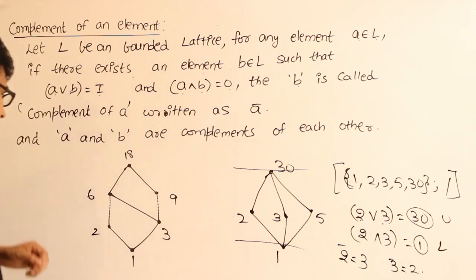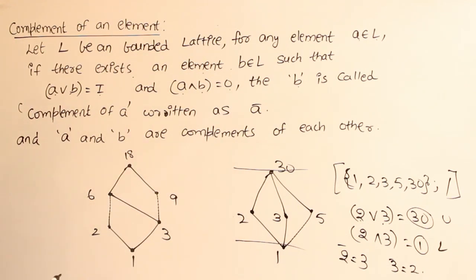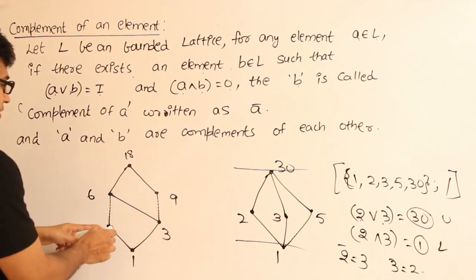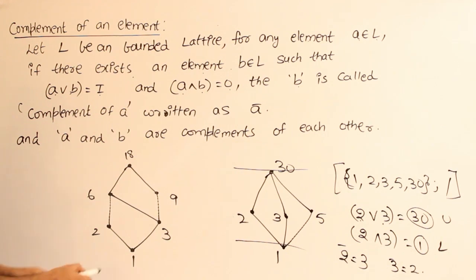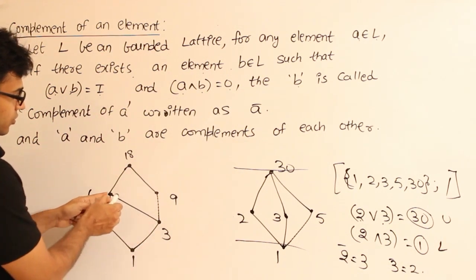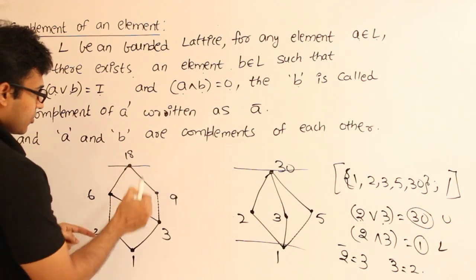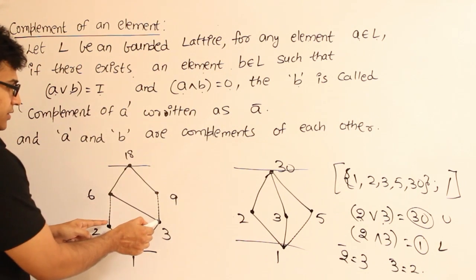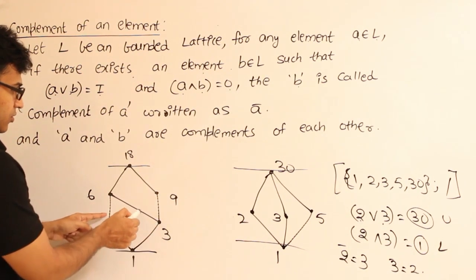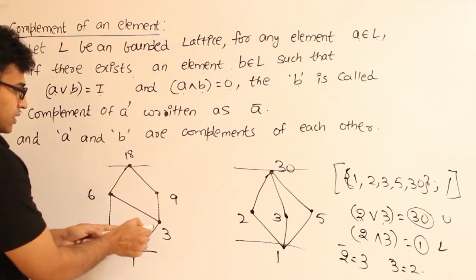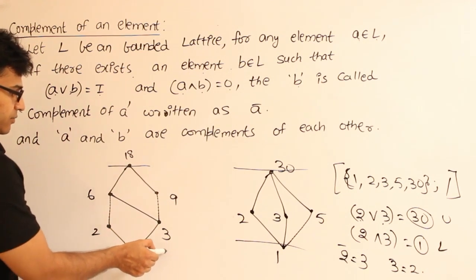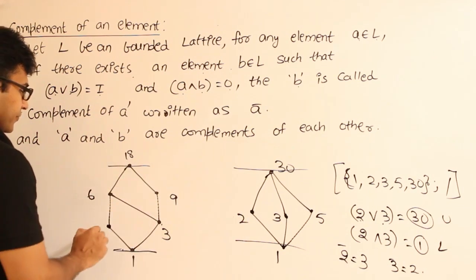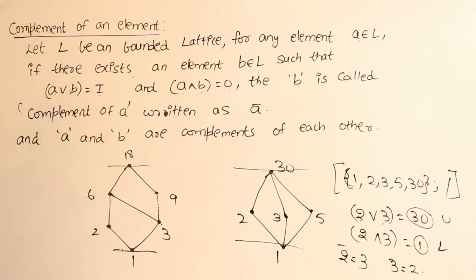So what about this example? Now can you tell me the complement of 2? Will 2 and 3 be complements of each other here? The upper bound is 18 and the lower bound is 1. When I take 2 and 3 and apply the join, they join at 6 and meet at 1. So the meet property holds, they meet at the lower bound, but they are not joining at the upper bound, they are joining at 6. Therefore 2 and 3 are not complements of each other.